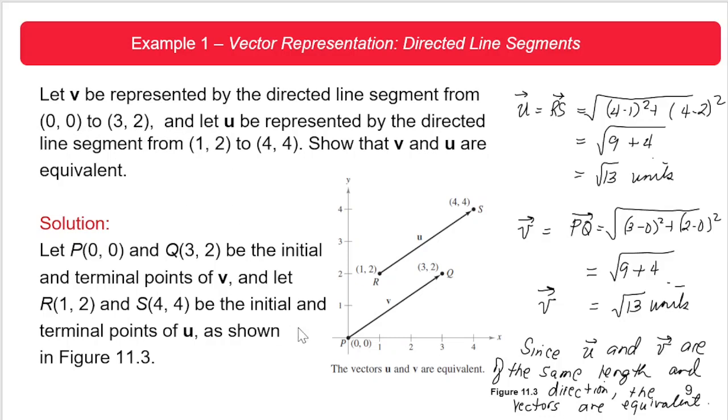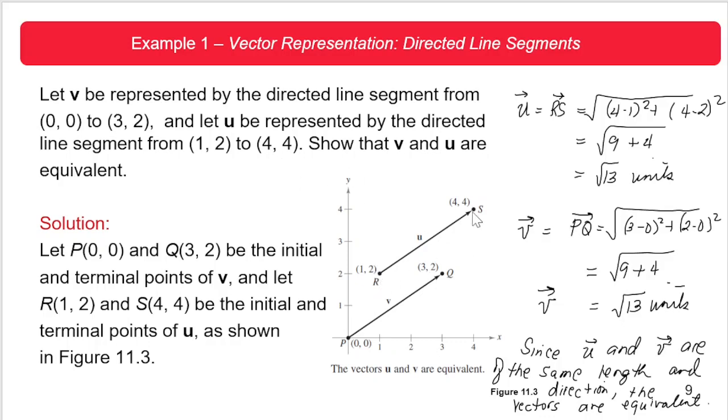So for vector v, the initial point is at the origin (0, 0), and the terminal point is at (3, 2), which is 3 units away from the y-axis and 2 units away from the x-axis. Connecting these two points, we now have the directed line segment from P to Q, or the vector v. For vector u, the initial point is at (1, 2), which is 1 unit away from the y-axis and 2 units away from the x-axis. Let this point be R.